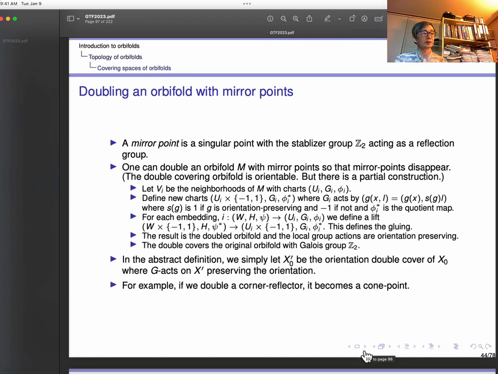So in the abstract definition, we simply let X_0 prime be the orientation double cover of X_0, with G acting on X prime by preserving the action here. So I should say this is G_2. Okay. So for example, if you double a corner reflector, then you can obtain a cone point. So under this construction, the corner reflector becomes a cone point.